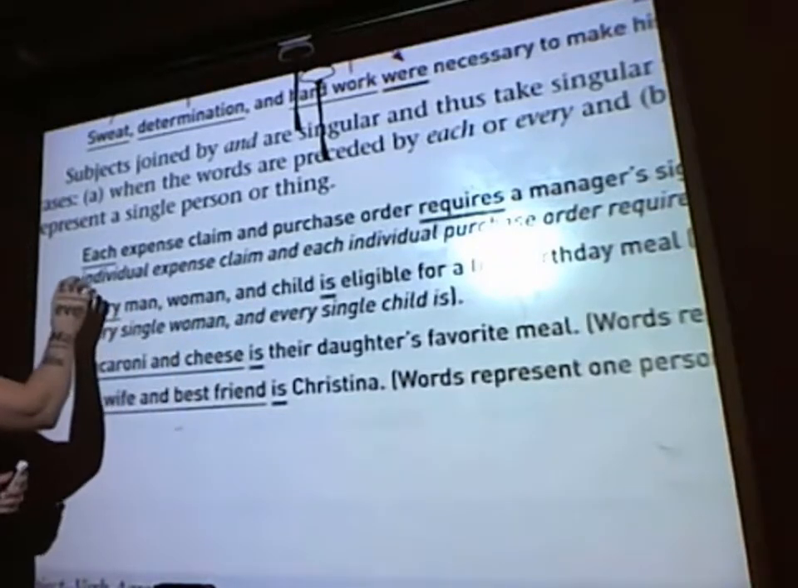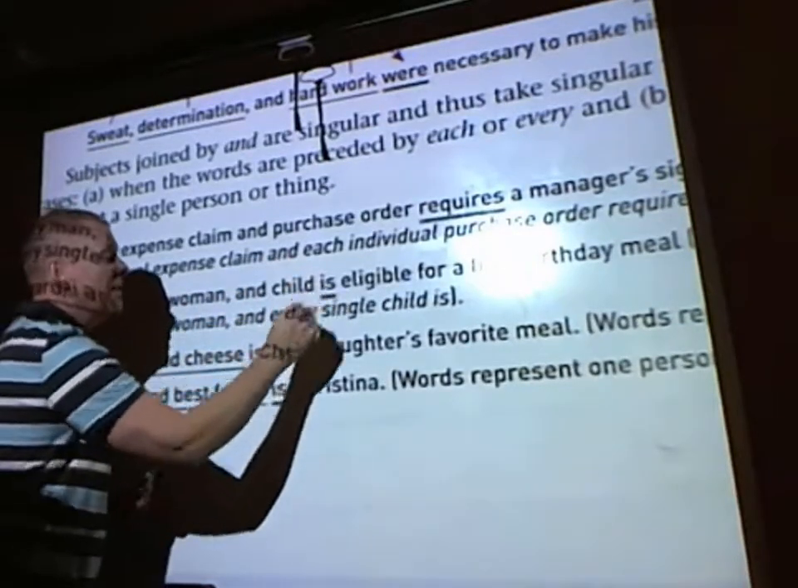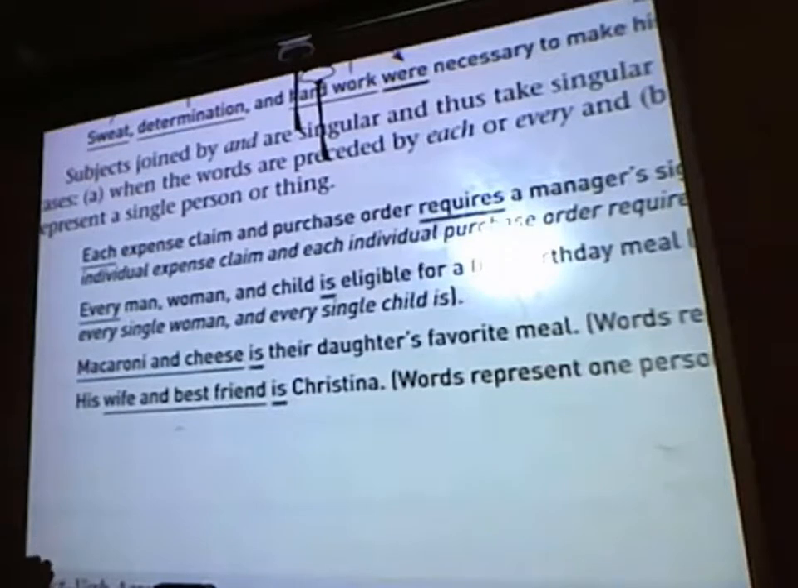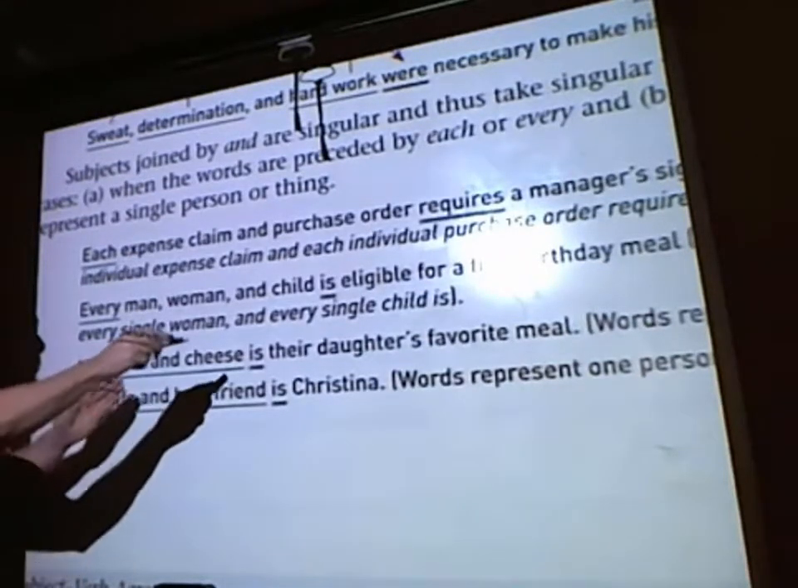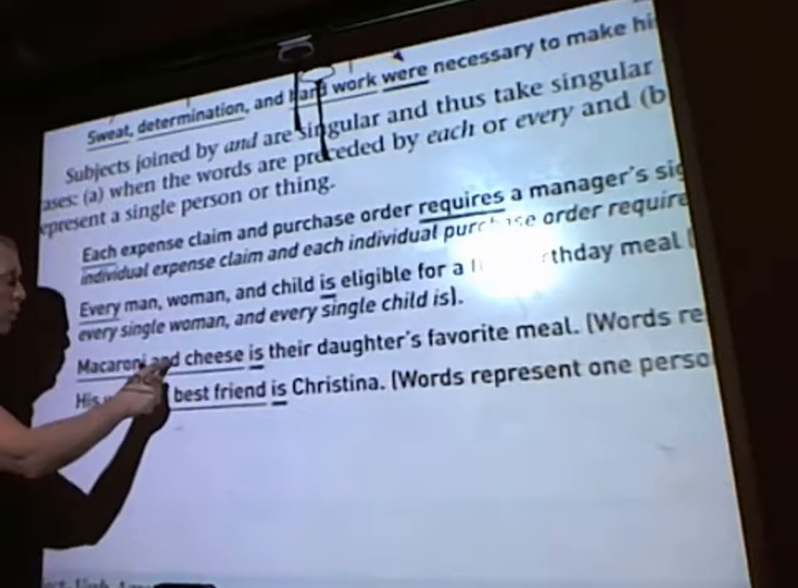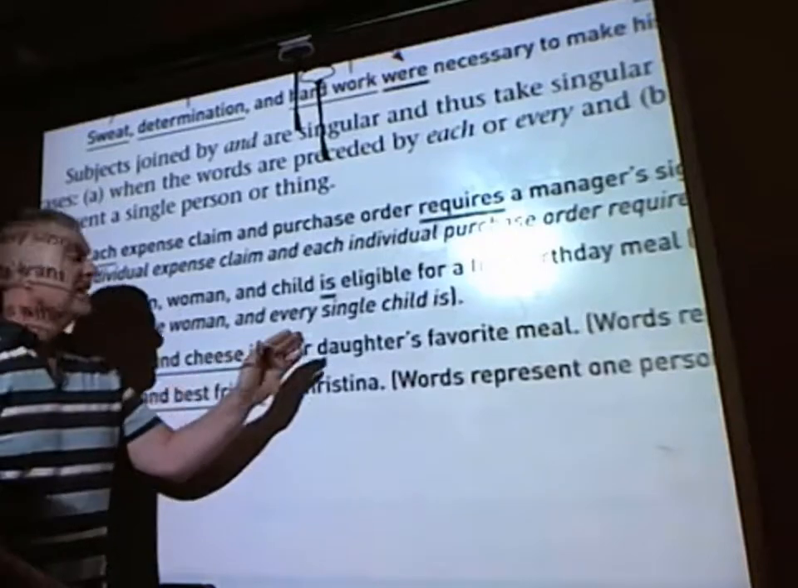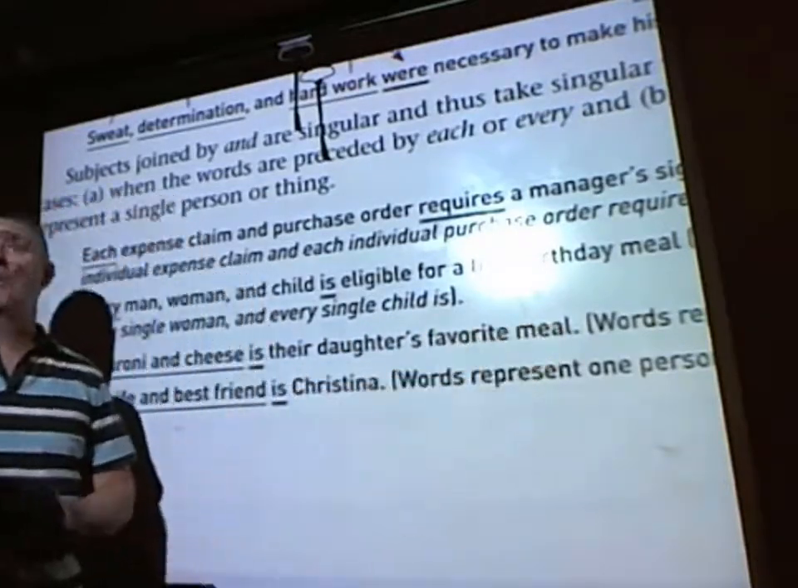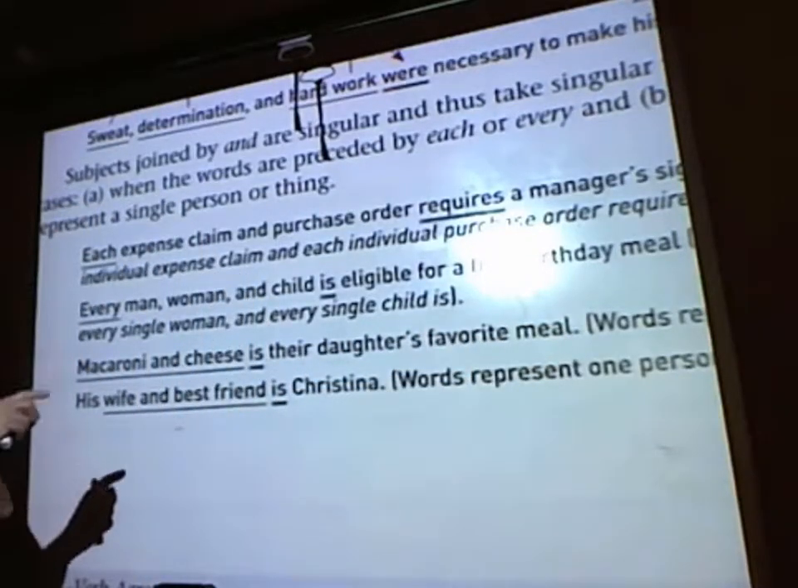Now here, the word macaroni and cheese, let's go ahead and read the rest of it. It's not talking about two items, even though it's joined with the word "and." It's the daughter's favorite meal. Macaroni and cheese is one item. Therefore, a singular subject is used since the subject is one item and is considered to be singular.